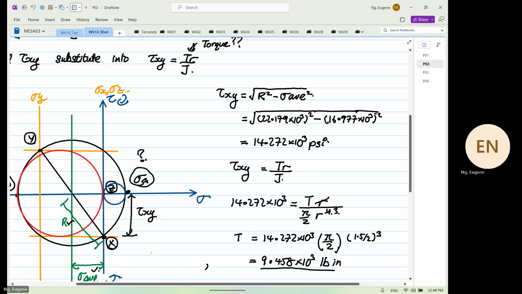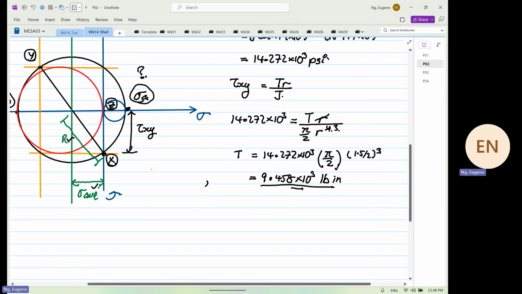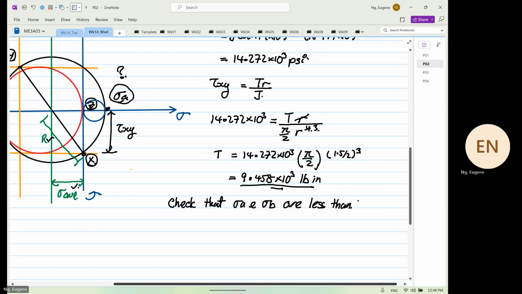Okay. So when you apply von Mises, we still have to do a check. The normal thing to do is to check that stress A and stress B are less than what? The yield has to be less than 42 times 10 to the power 3 psi. Okay, we have to check.